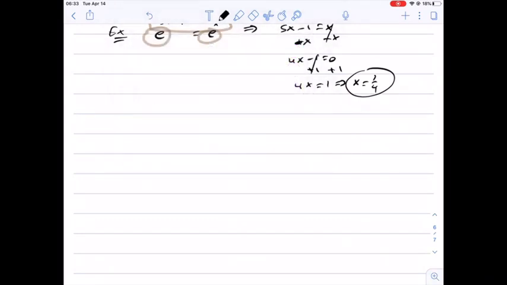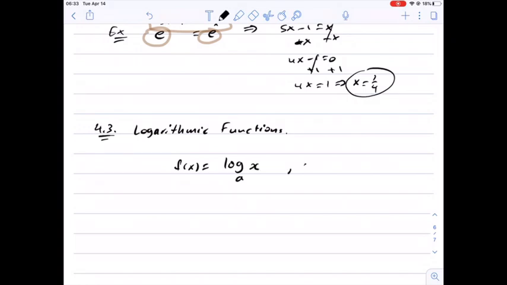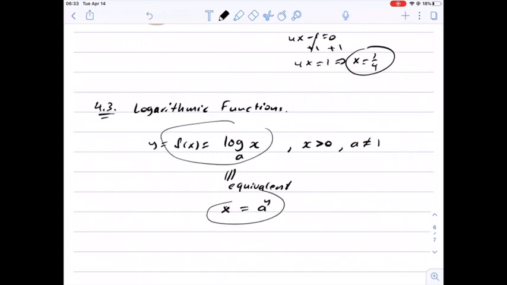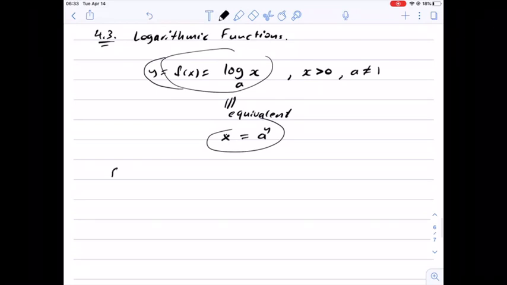Now, logarithmic functions. We talked about logarithmic functions before in the video about basic functions. A logarithmic function is defined as f of x equals log base a of x, where x is positive and a is not equal to 1. And actually this is equivalent to the exponential form x equals a to the power y, because f of x is y. So those two forms are equivalent.